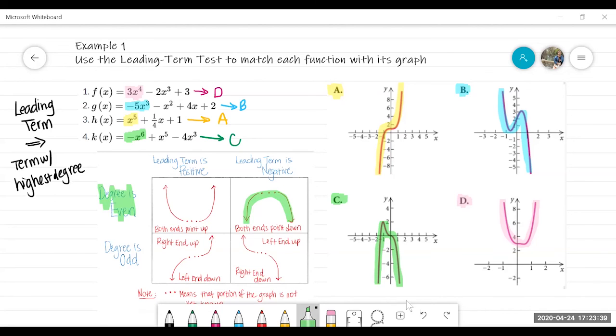So you have this table in your notes. I would recommend that you check it and look at it as you go. And it gives you a pretty good idea of what we're doing.